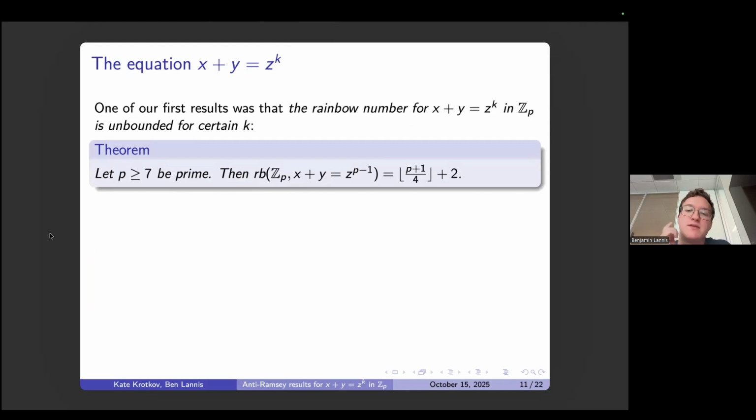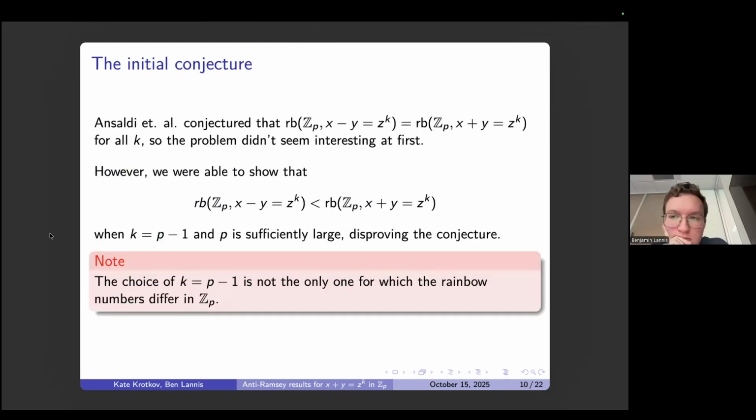Actually, I'm confused. So you go back to the previous slide. So x minus y and then x plus y, right? So the equation is in Z_p. So can you just take y to be p minus y? Yes, and in fact, this is something that Kate is going to talk about in her slides. There is a correspondence between rainbow solutions to x minus y and rainbow solutions to x plus y. Okay, all right. Then I will be patient.